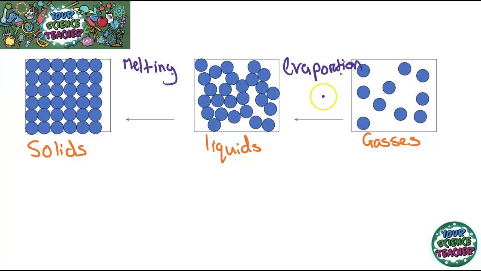And you can go the other way as well. You can go from a gas back to a liquid, and that's called condensing. And going from a liquid back to a solid, this is called freezing.